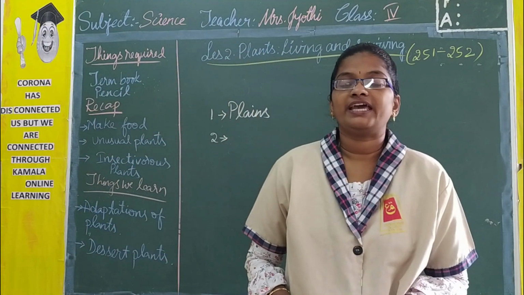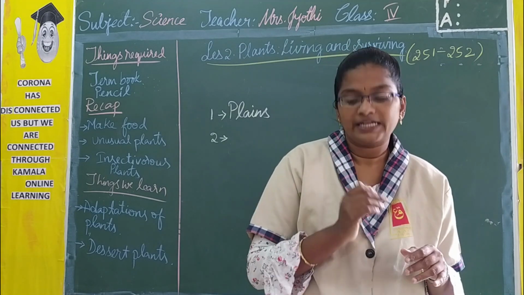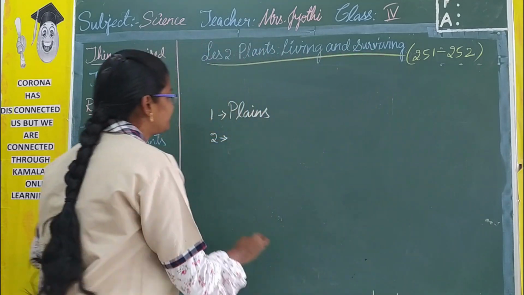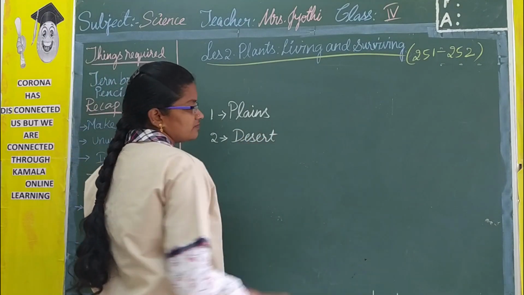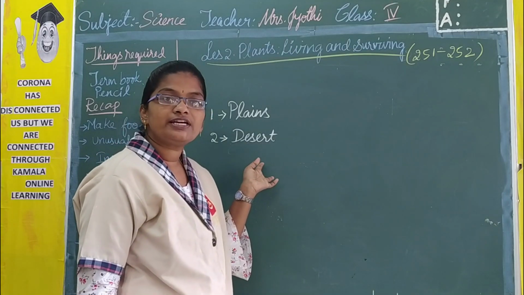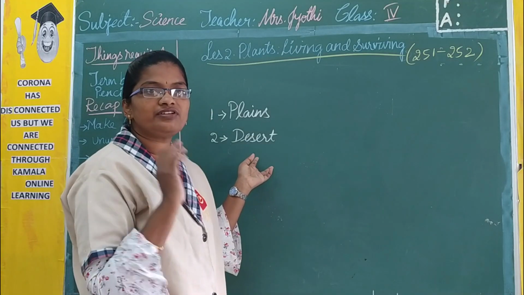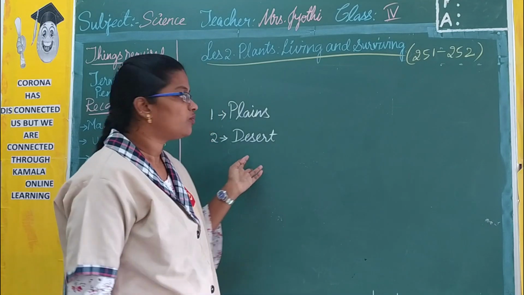Then the second one, a cactus. In the previous lesson we learned cactus grows in deserts. So write down desert here, cactus. Then a water lily. In the name itself there is water, so it is an aquatic plant. So it grows in a water body.